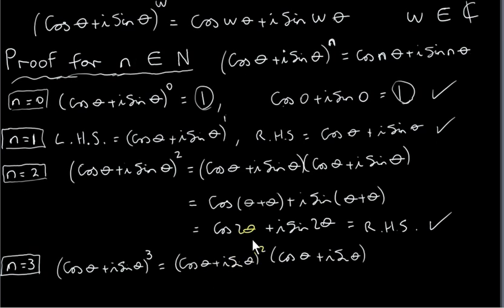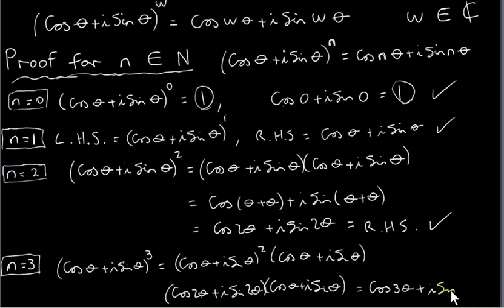We already know that (cos theta plus i sine theta) all squared is cos 2 theta plus i sine 2 theta. And when we multiply by cos theta plus i sine theta, what do we get? Well, we can use the result of a previous video for multiplying complex numbers. We add the arguments. So what we get is cos of 2 theta plus theta, which is 3 theta, plus i sine of 2 theta plus theta. So we see that de Moivre's theorem is true for n equals 3. If we plug 3 into the right hand side, we get cos 3 theta plus i sine 3 theta.